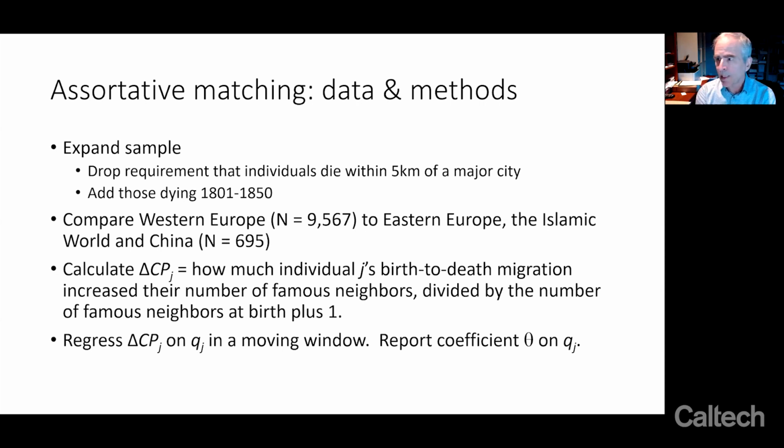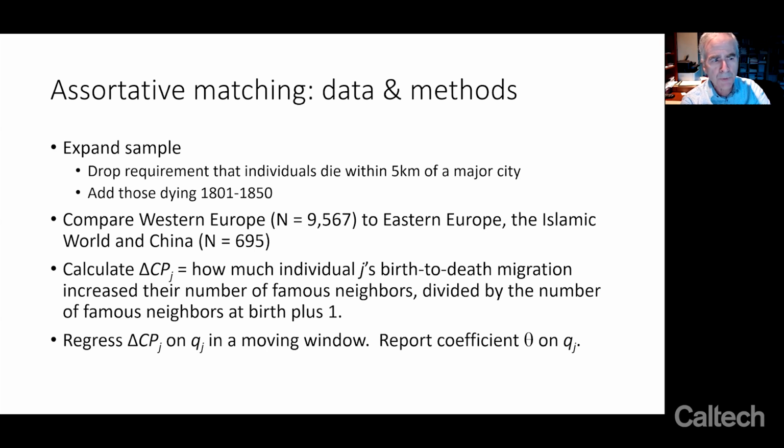In order to take a look at what really is going on outside Europe, we have a lot of problems because the data are scarce. So our first crack at this was to take the Schich et al. sample, which has pretty poor coverage outside Europe, but not vanishing coverage. And we loosen the criteria to expand the sample in a couple of ways. First, we drop the requirement that individuals die within 5 kilometers of a major city. So now all the elites who are born rural and die rural, or born in a city and die rural, are brought into the sample.